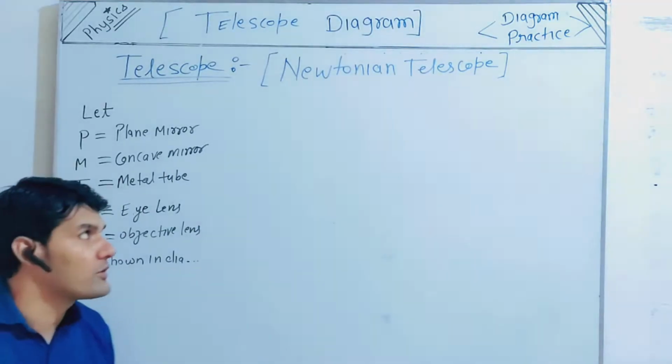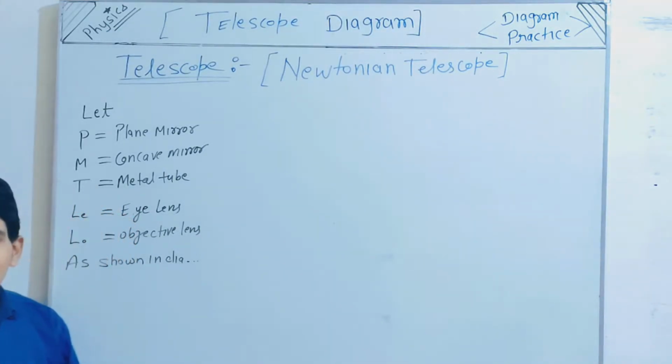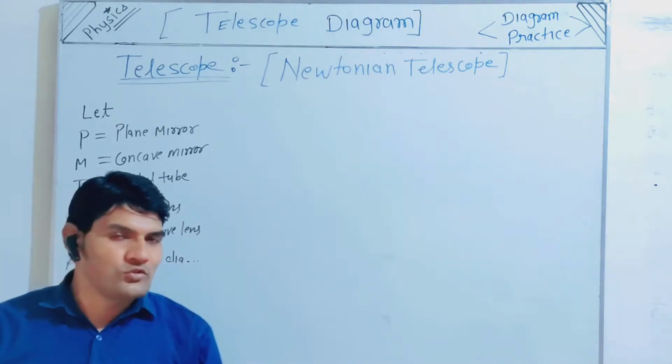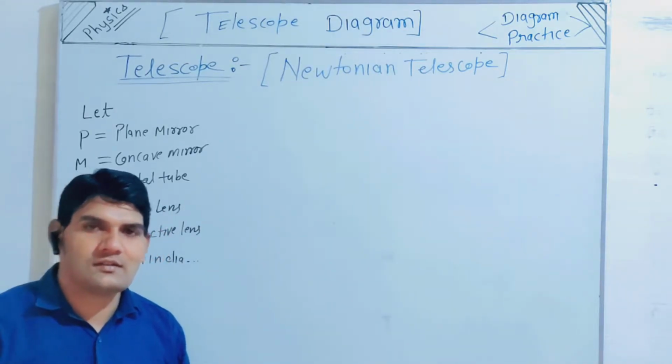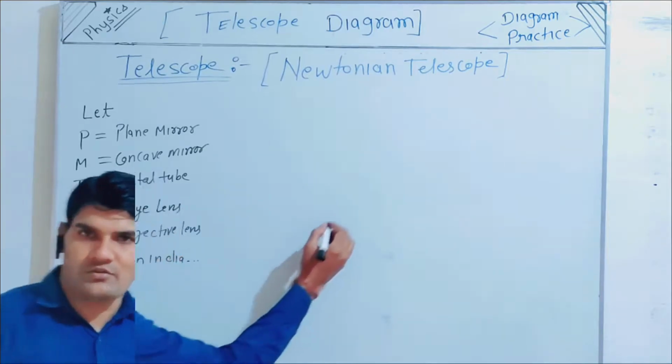So today we are talking about the Newtonian telescope and how to make the diagram of the Newtonian telescope. So we will start the construction and the diagram of the telescope.